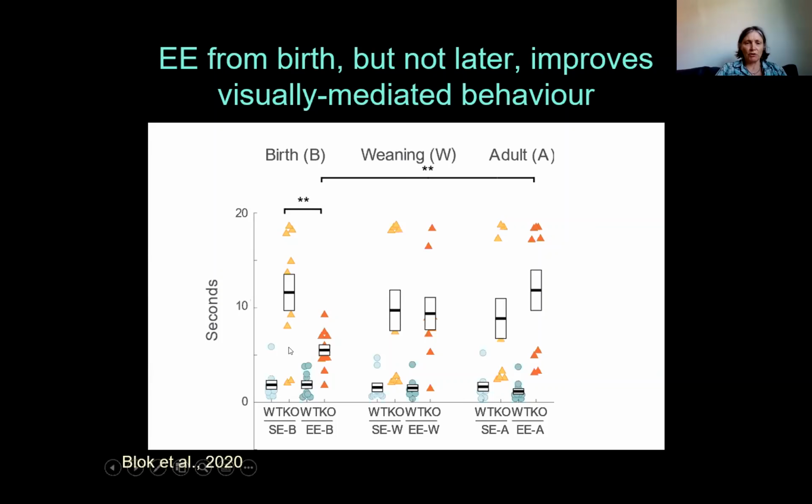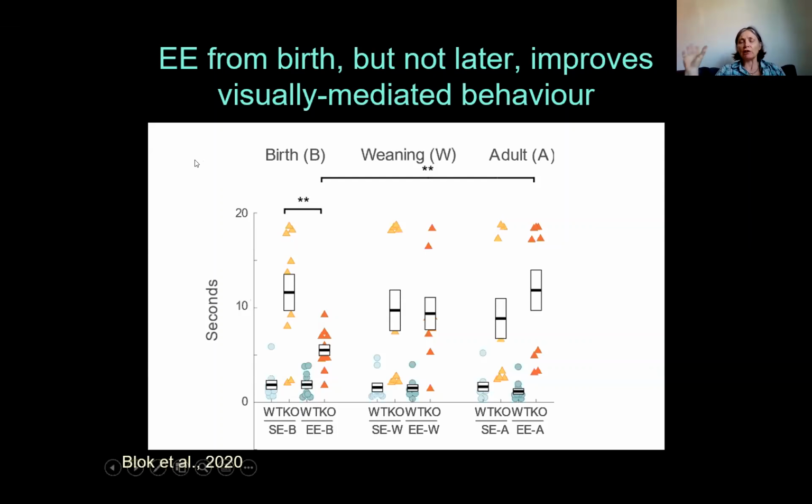Standard housed knockout mice don't really respond with any degree of reliability, and tend to have very, very extended times following the stimulus before they will reach the shelter. If we enrich the wild type mice, there's no real difference. But if we enrich the knockout mice, we then saw there was a significant decrease in the amount of time it took them to reach the shelter, and the response became much more reliable. This change, though, that was induced by environmental enrichment only occurred if we enriched the mice from birth.